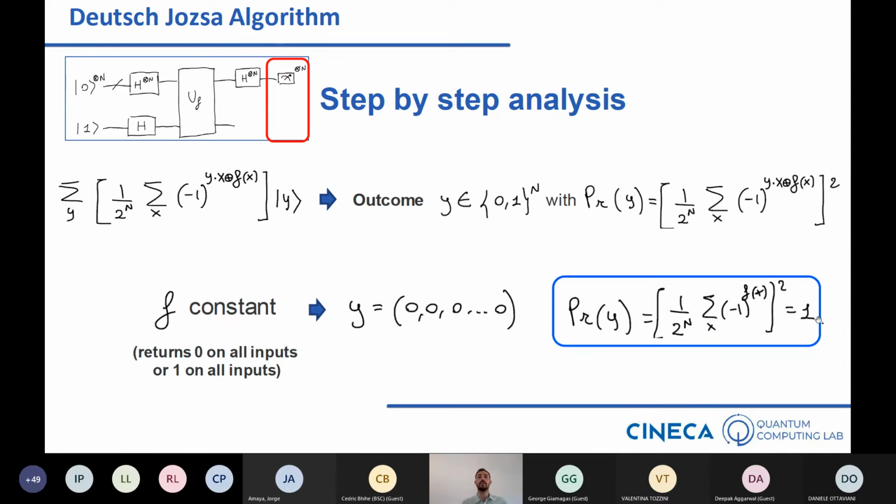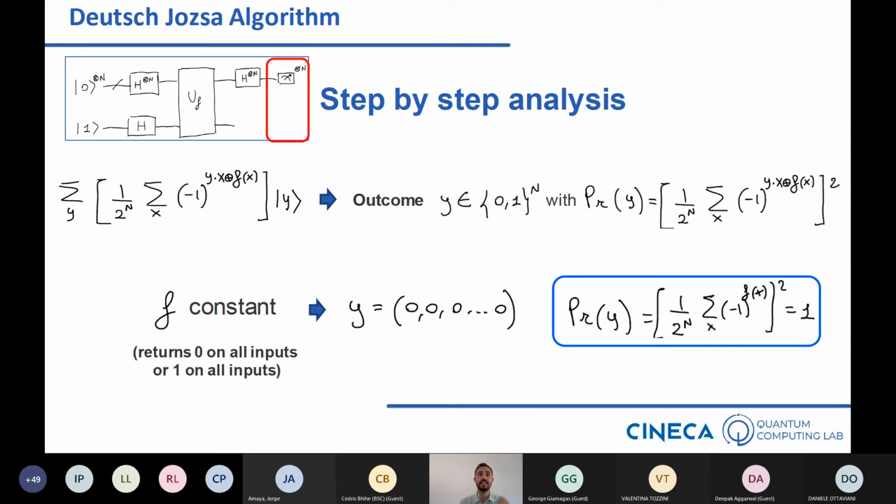So what does it mean? It means that when I measure the first n qubits, if the function was constant, I will get in output all zeros. So if I measure and I get all zeros, I am sure that the function is constant.